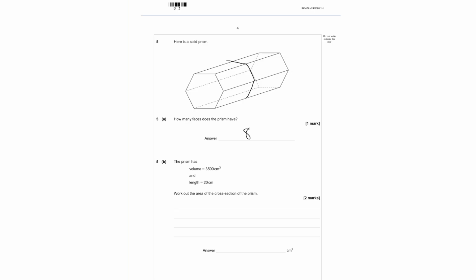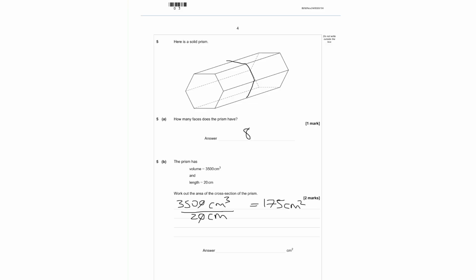Well, if we know that the volume is 3,500 centimetres cubed and the length is 20 centimetres, then we can just divide the volume by the length to find the cross-sectional area. So in this case, it's going to be 3,500, and I'll write in the units to be consistent, over 20 centimetres. Let's cancel out some zeros: 350 over 2. We get 175 centimetres squared.